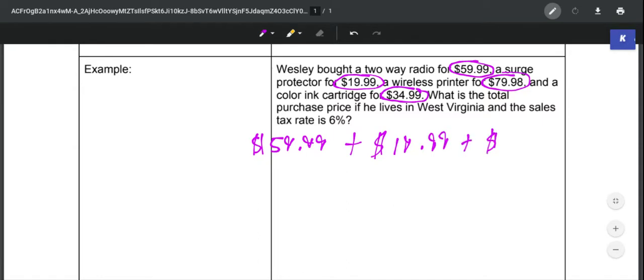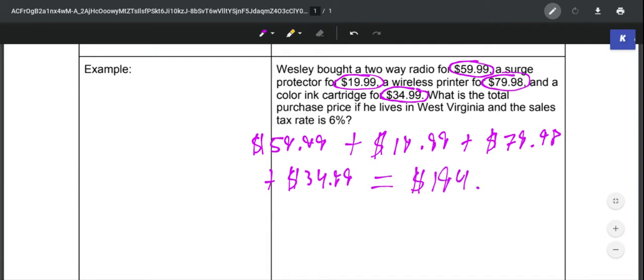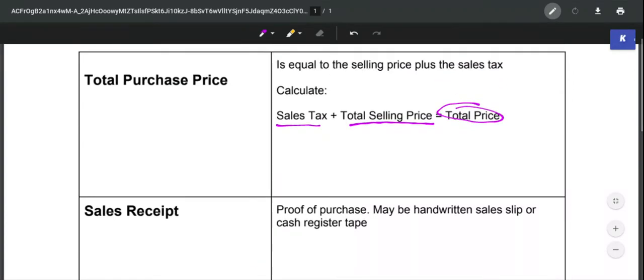Say $19.99 plus $59.99 plus $79.98 plus $34.99. So add all of those up. That total sales price is going to be $194.95. So what we just did was find this part.